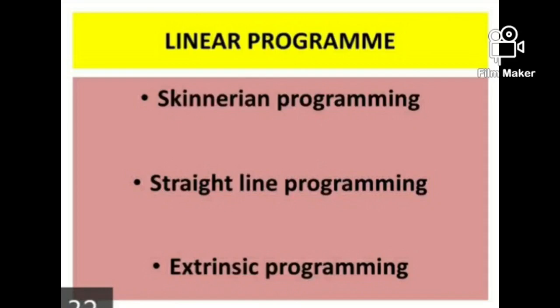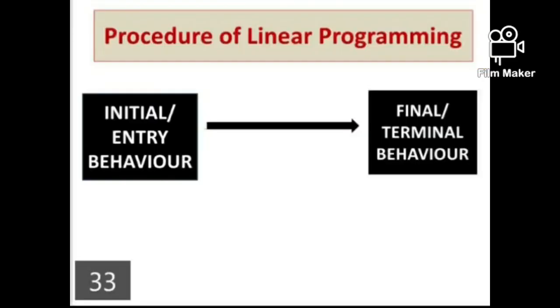It is called straight line programming because the learner begins from his initial behavior or entry behavior and moves to the terminal behavior following a straight line. Since the programmer controls the path of the learner, it is called extrinsic programming. Procedure of linear programming. Initial or entry behavior, final or terminal behavior. Here you can see that the learner starts from the initial or entry behavior, follows a straight line and ultimately reaches the final or terminal behavior.